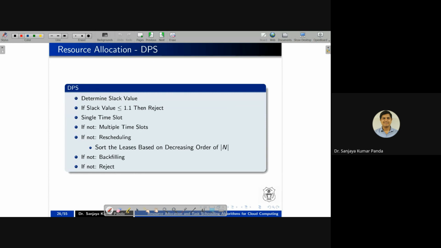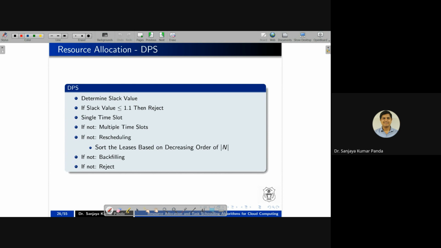What it does first is calculate the slack value first. Earlier, you calculated the slack value only if a lease was not assigned. Slack value is not calculated in Hygia if all the leases are successfully assigned. Only if a lease is not assigned are we going to calculate the slack value, in the rescheduling case, in order to sort them in a particular order. But DPS says that first you calculate the slack value, and if you find the slack value is less than 1.1, then you simply reject that particular lease.